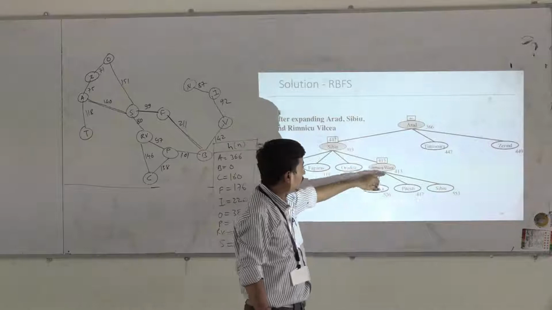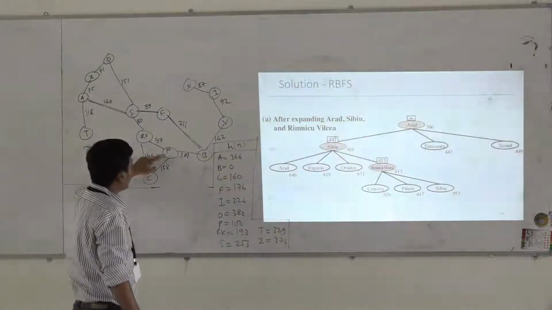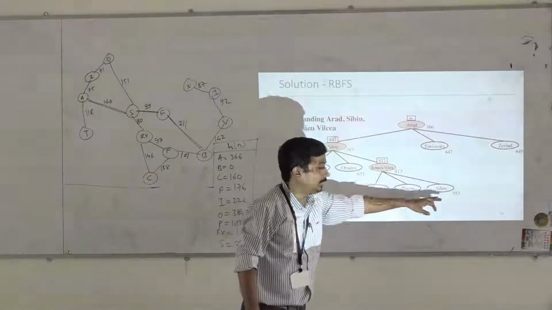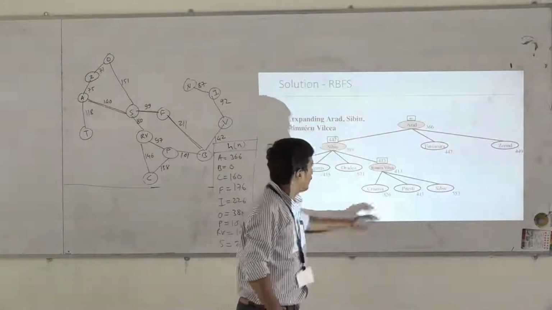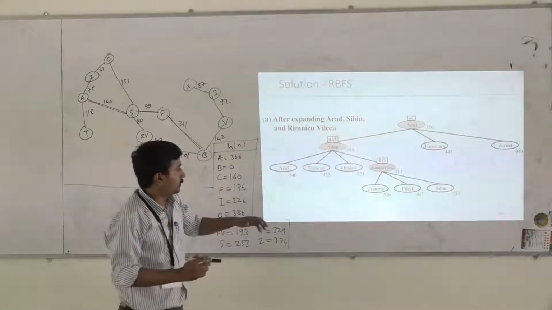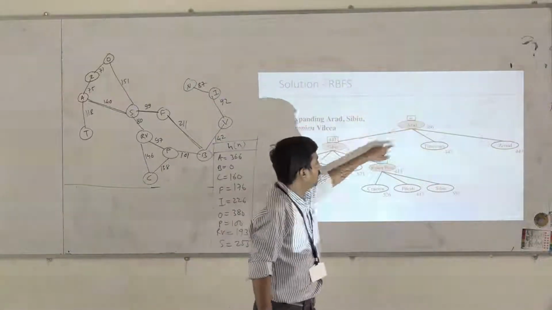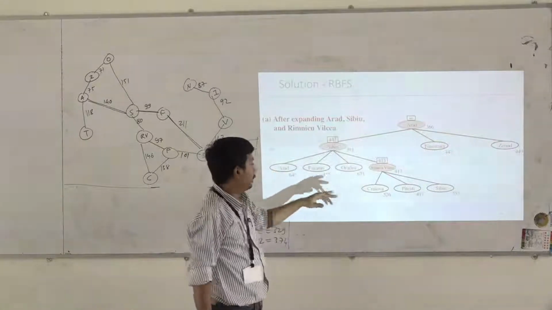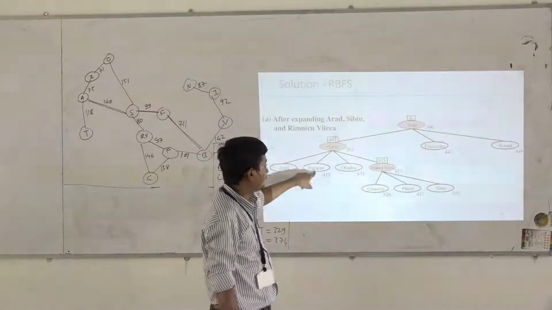Next, who are the children of RV? These three nodes. Then calculate the f of n value of these three. Now see here, these are unexpanded. The shaded ones are the expanded nodes. You have to compare all the unexpanded nodes. So the node with the minimum value of f of n is this one.